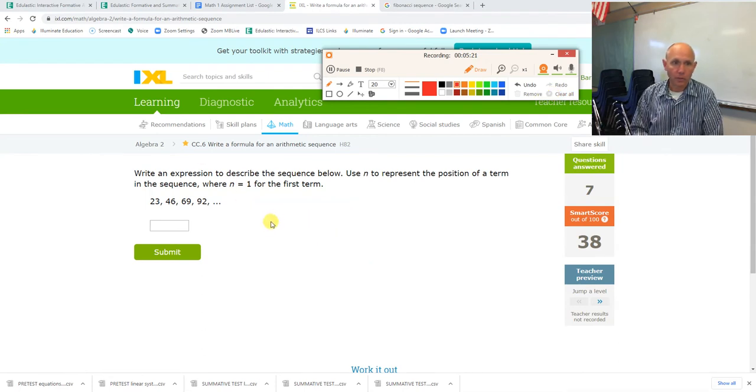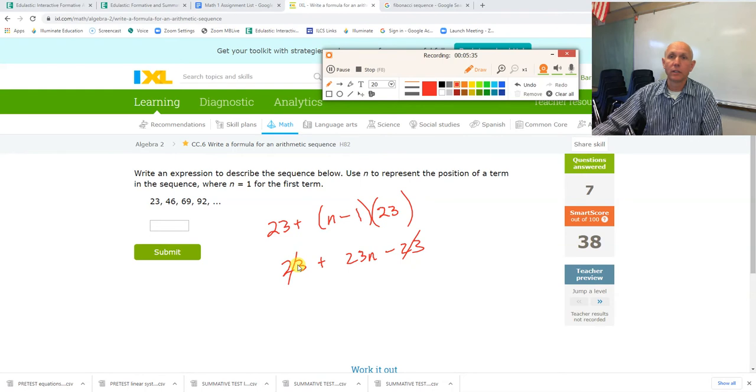Value of the first term, 23. N minus 1. Difference is 23. It's going up by 23. 23 plus 23n minus 23. These 23's cancel. 23n.